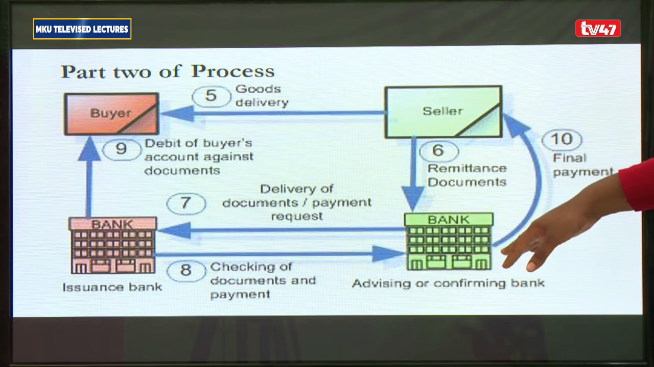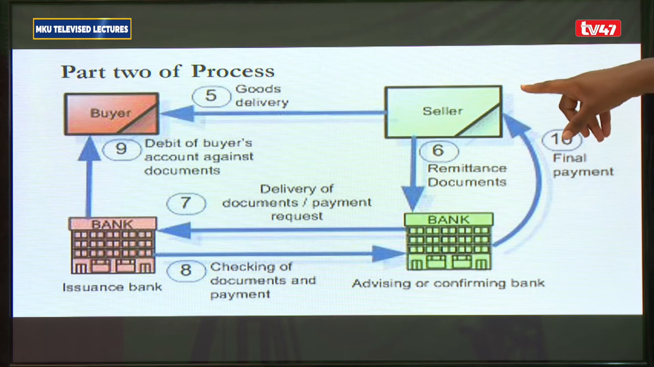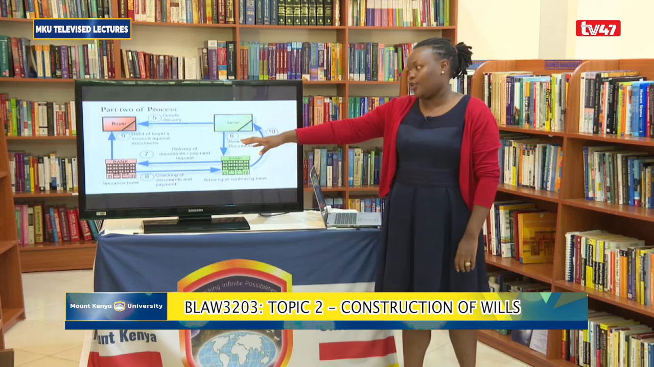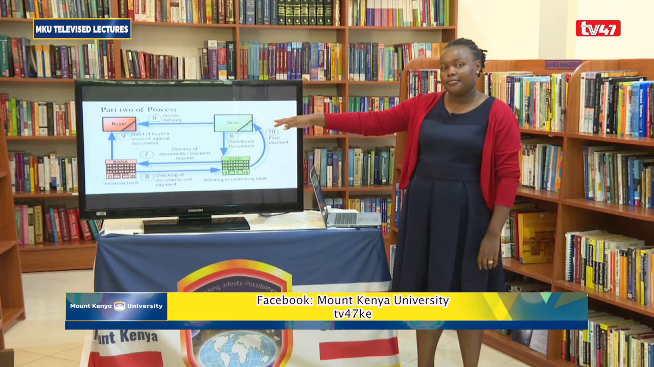Are we together? At the same time, the issuing bank will debit the buyer's account against those documents. It will be saying, listen, we have paid 2 million on your behalf, and that sum will be debited to the buyer's account in the issuing bank's portfolio. Once that is done, the advising and confirming bank will make the final payment to the seller. I hope that is clear.